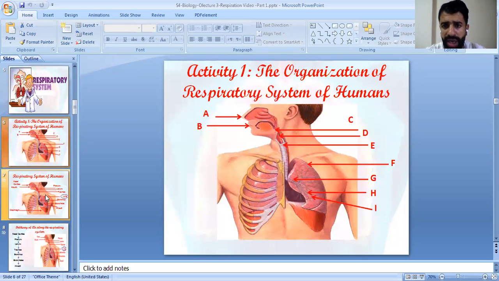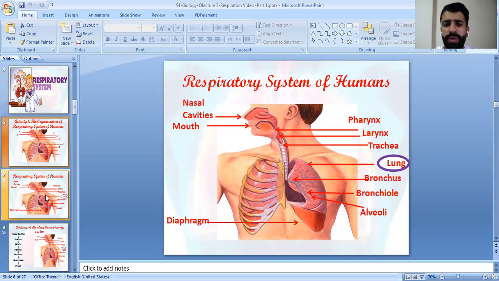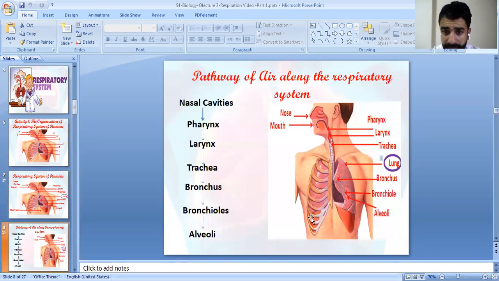Respiratory system. Let's move to the organization of the respiratory system. The respiratory system is composed of the nasal cavities in the nose. You have the mouth, the pharynx, the larynx, the trachea, the lungs, the bronchus, the bronchioles, the alveoli, and we have the diaphragm.